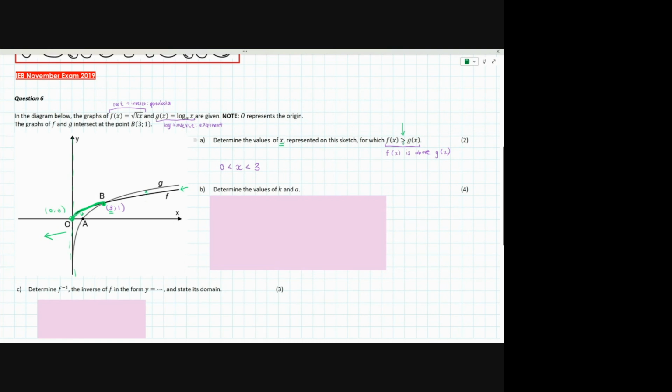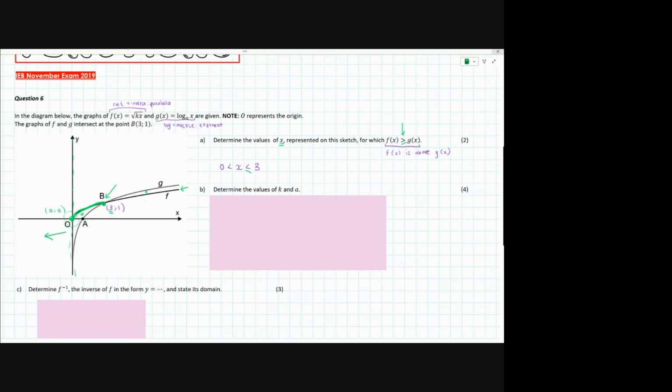Just for the sake of it, if it had said f of x greater than or equal to g of x, we would not be able to include the 0 because that's our asymptote, but we could include the 3 because that is a point of intersection, which is where f of x is equal to g of x. And if it included the equals, it would be greater than or equal to. So we should include that point of intersection.